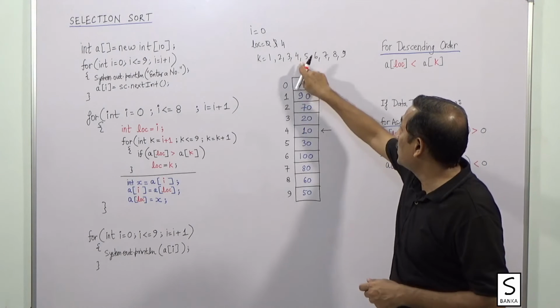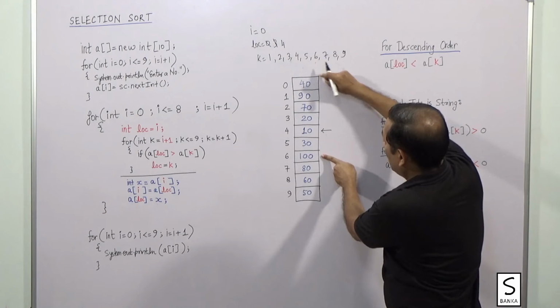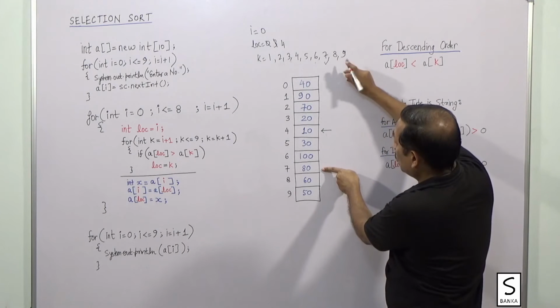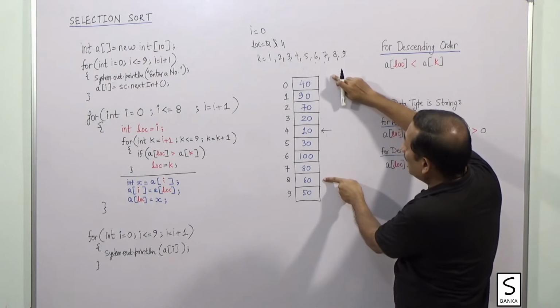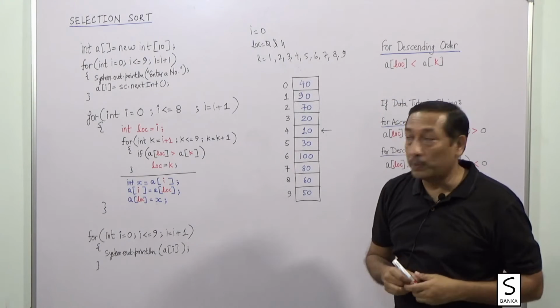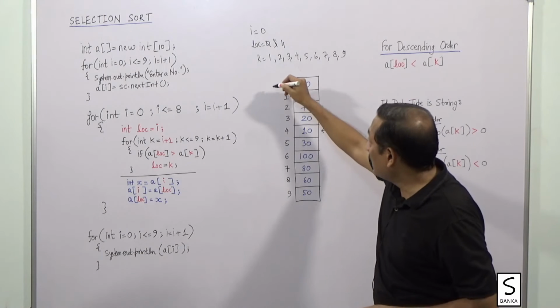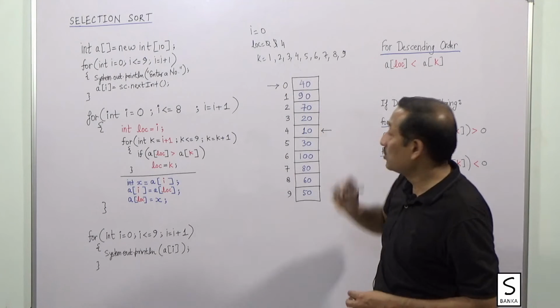Now K will become 6. Is A4 greater than A6? No. Is A4 greater than A7? No. Is it greater than A8? No. Is it greater than A9? No. So ultimately when the loop is over, LOC contains 4 and I contains 0.